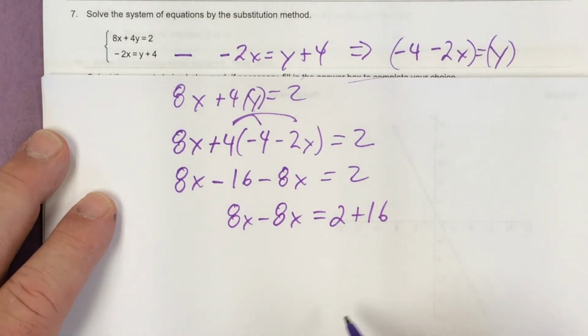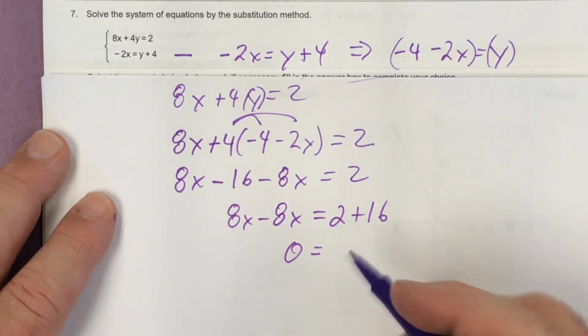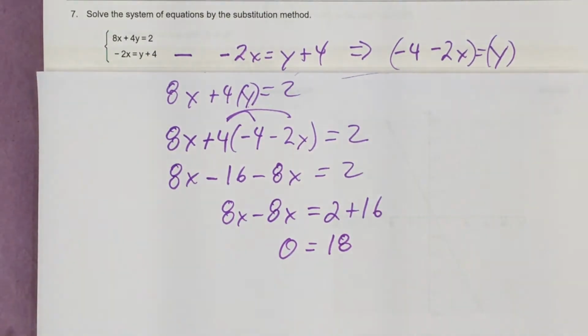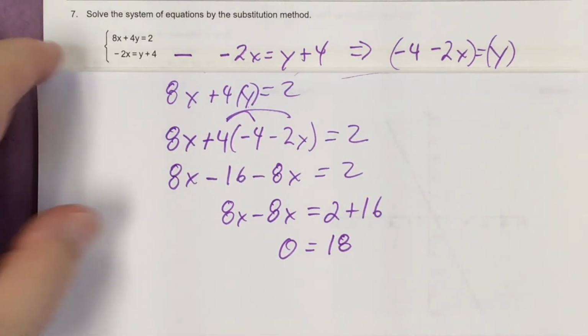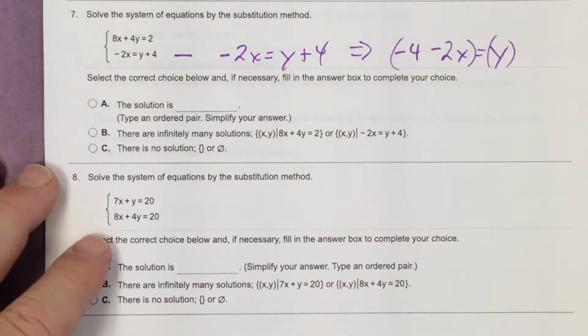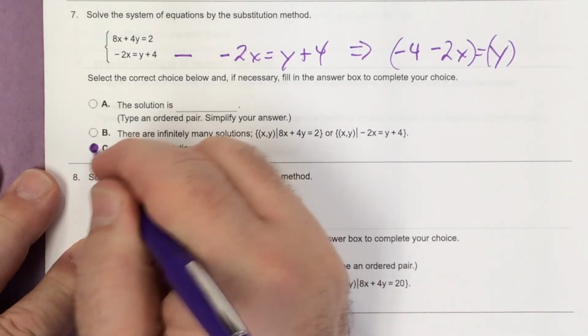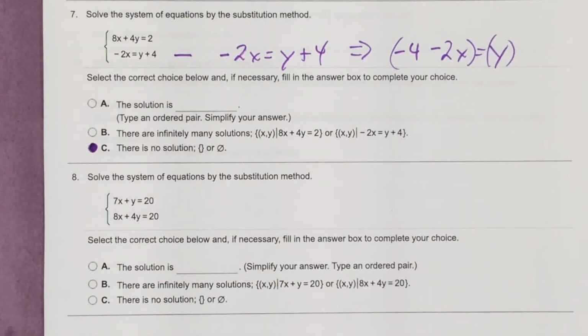Now this one presents a little bit of an interesting solution. This is going to give me 0 is equal to 18. Well, you should know that since 0 is not equal to 18, this is impossible. And what this means, regarding this system, is that there is no solution. So if this works out such that we get a variable that disappears entirely, we can say that there's going to be no solution for this system. So that's going to be the answer here for question C, or question 7, excuse me.